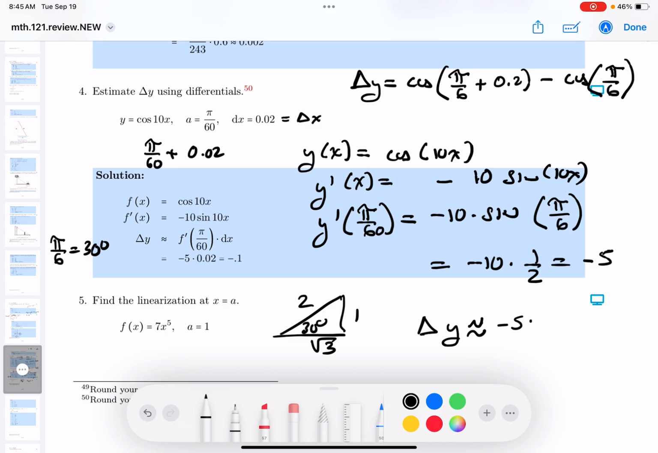And what's the delta x going to be? Did I write that down somewhere? Oh yeah, I did. It's right up here. It's 0.02. And what does that give you? That gives you minus 0.1. By the way, you could also write this as minus 5 times 2 over 100, which is minus 10 over 100, which is minus 1/10. Depends how you want to do that, but this would be the answer.